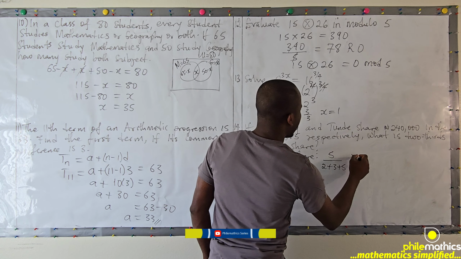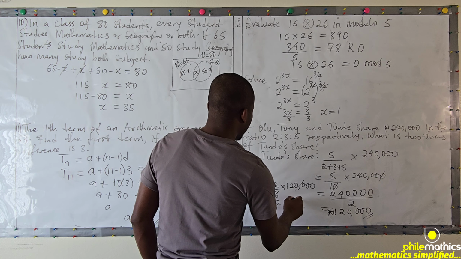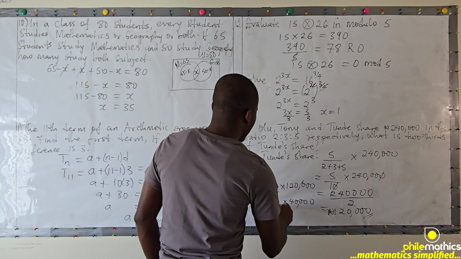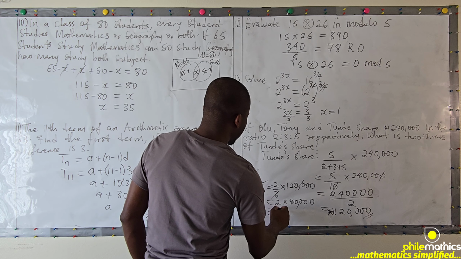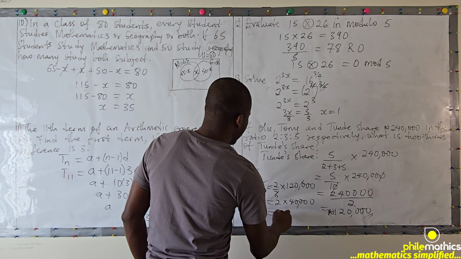So this is what Tunde's share is. And so 2/3 of Tunde's share is 2/3 times 120,000. 3 goes into 120,000 40,000 times, and 2 times 40,000 is 80,000. So this is what 2/3 of Tunde's share is.